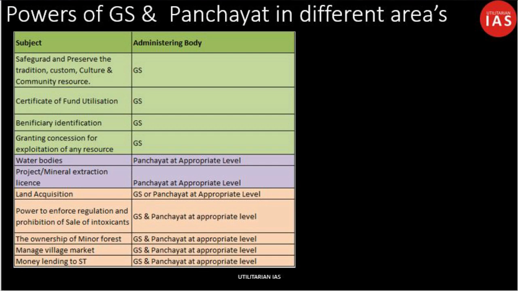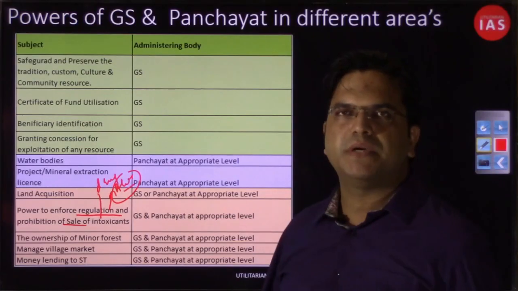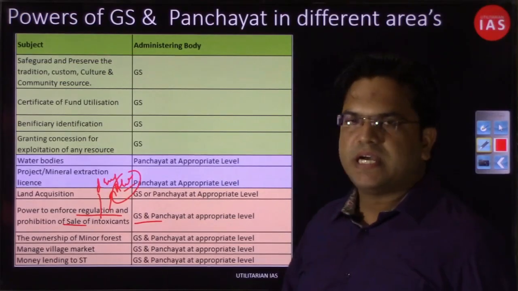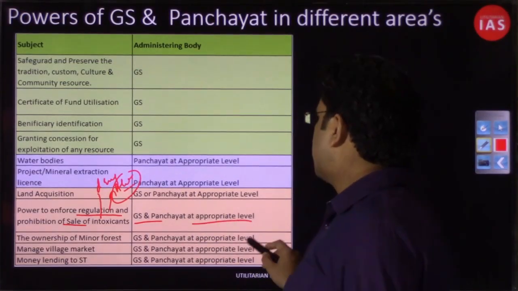Next, power to enforce regulation and prohibition of sale of intoxicants. So what are these intoxicants? It may be any kind of drug, it can be marijuana, it can be bhang, or any kind of alcohol. Whether those should be sold in a particular area or not, that power will belong to the Gram Sabha as well, or the Panchayat at the appropriate level, right?